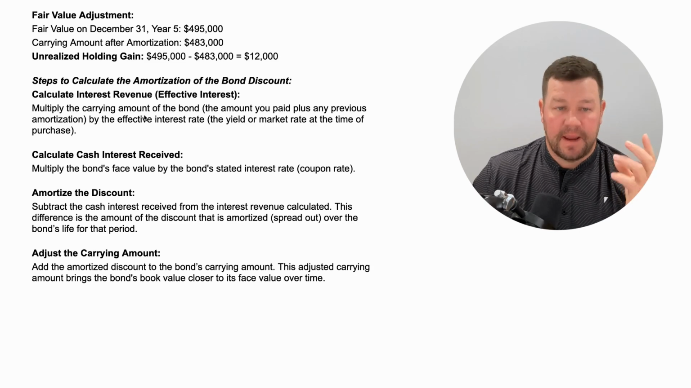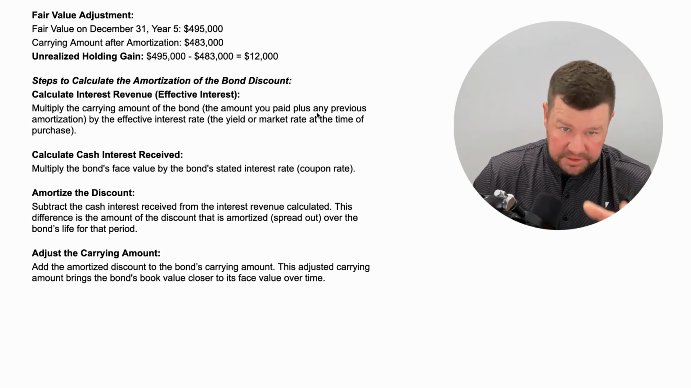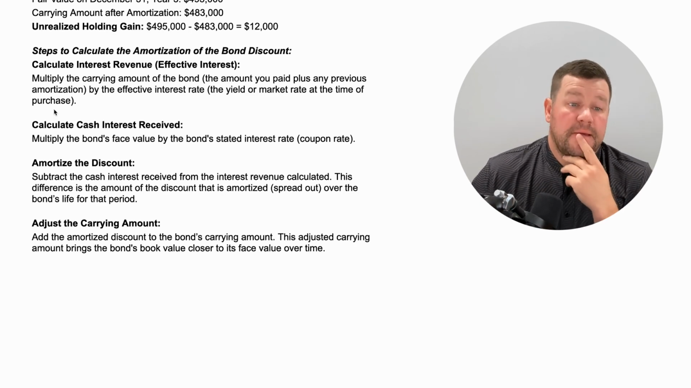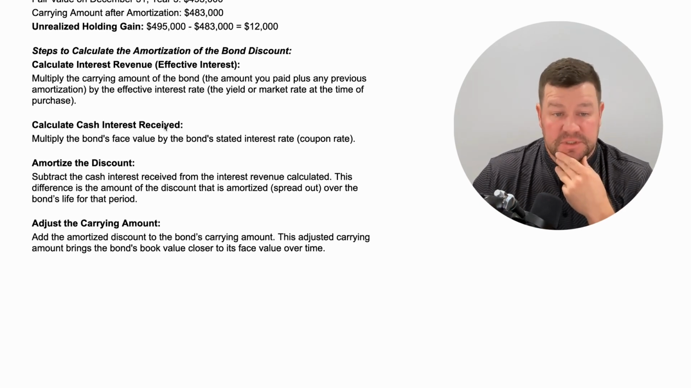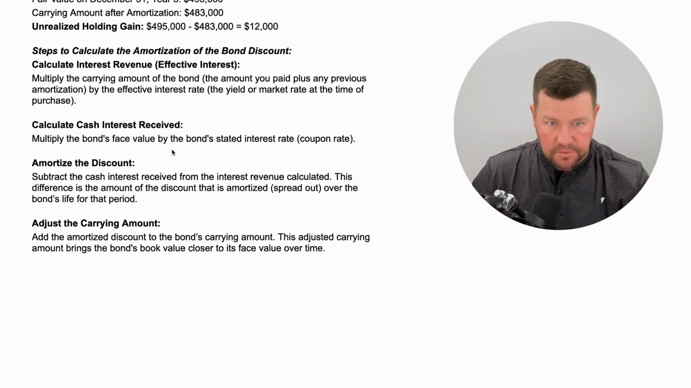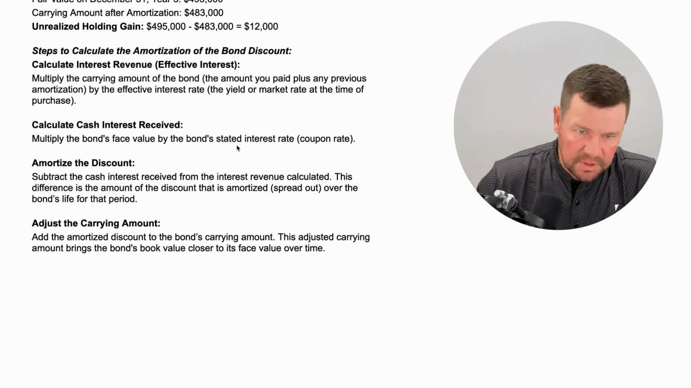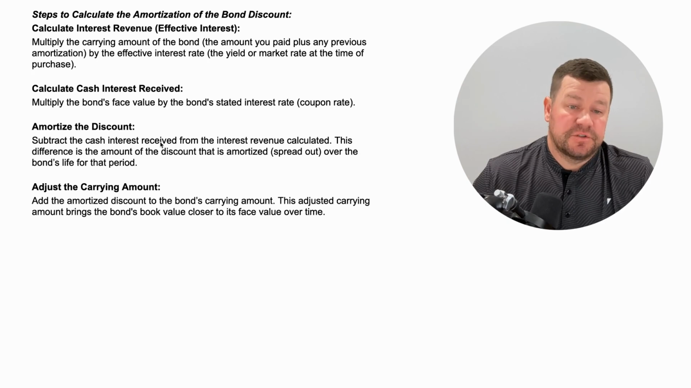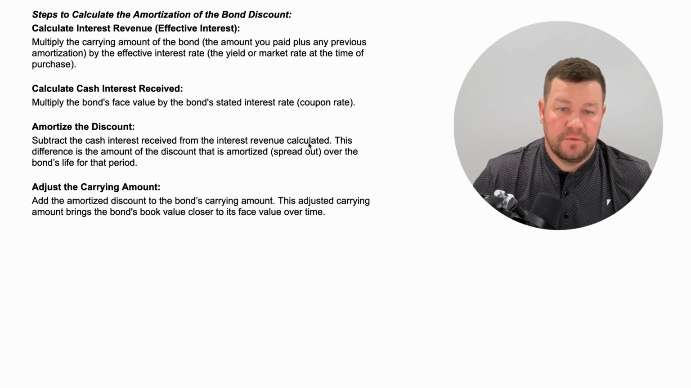So you multiply the carrying amount of the bond, the amount actually paid, plus any previous amortization, by the effective interest rate, which is the yield or the market rate at the time of purchase. Then you calculate the cash interest received, what the bond's actually paying. So you multiply the bond's face value by the coupon rate, or the stated interest rate. Then you subtract the cash interest received from the interest revenue calculated.